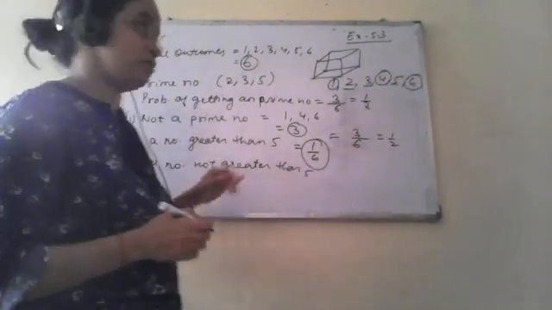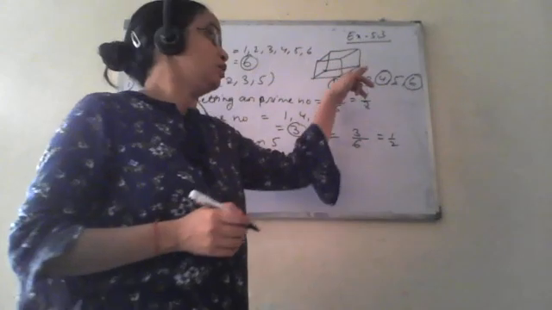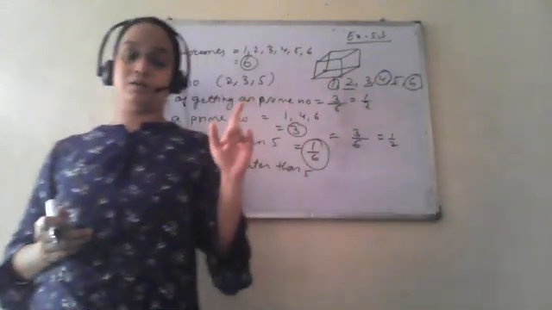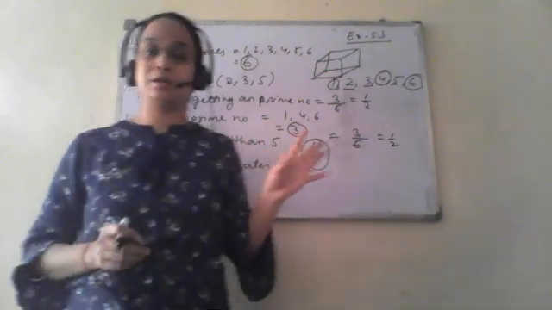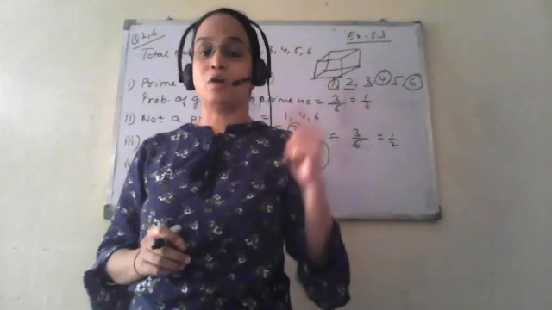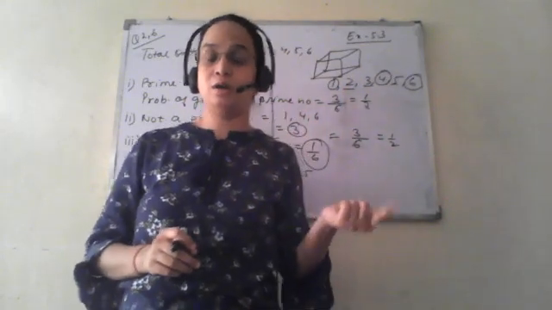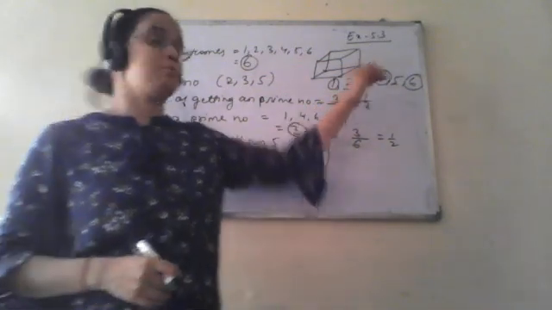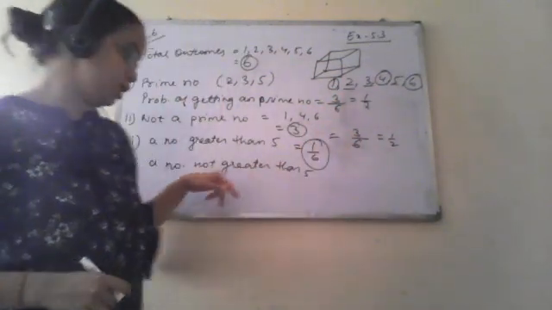Not greater than 5 means either we can get 1 or 2 or 3 or 4 or 5. 5 is included. The condition is it should not be greater than 5. It is not written that 5 is not included, so we have to include that number. Okay, so the total number of outcomes will be 5 related to this event.